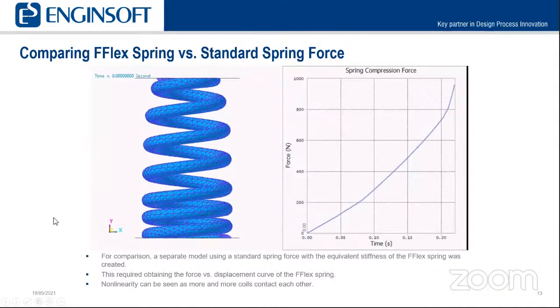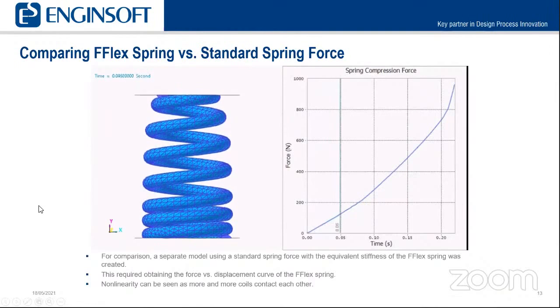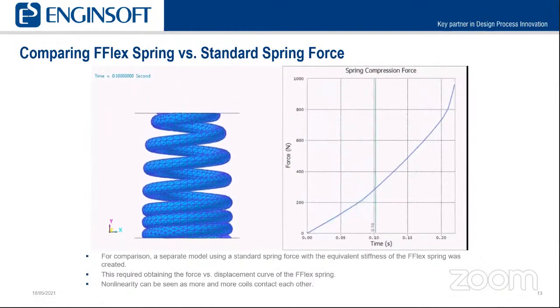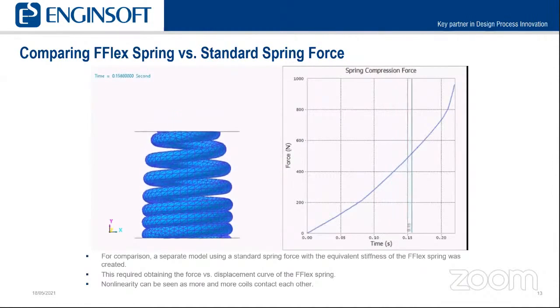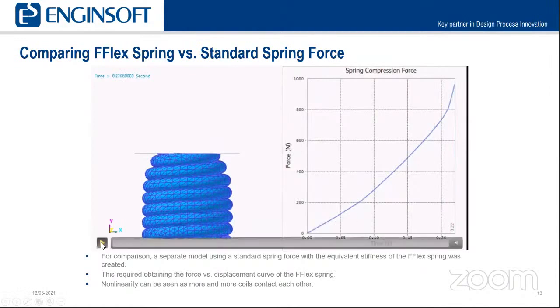Now we can compare the results of using the FFlex spring versus a standard spring force. In order to do that, we first need to come up with a stiffness that we can use for the standard spring force. So we're going to use a test in which we compress this flexible FFlex spring, and then measure the driving force required to compress that spring, which is shown in this plot on the right here.